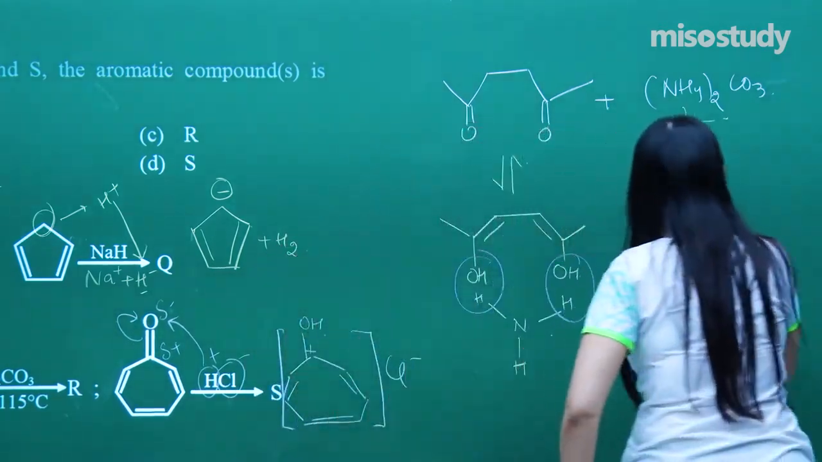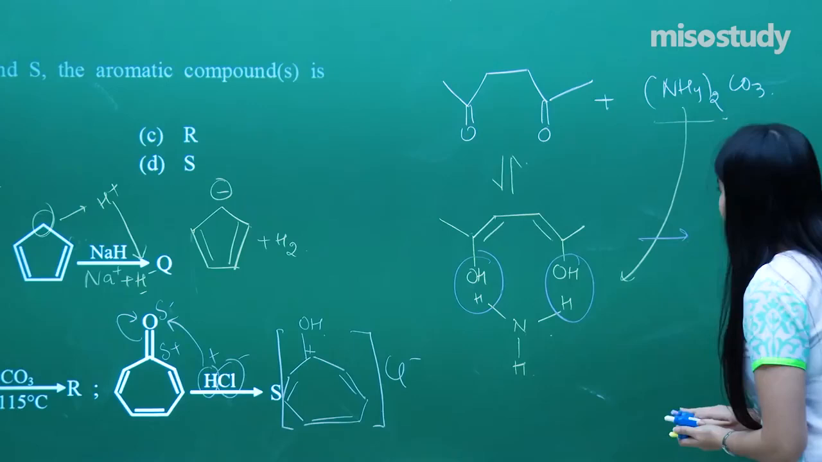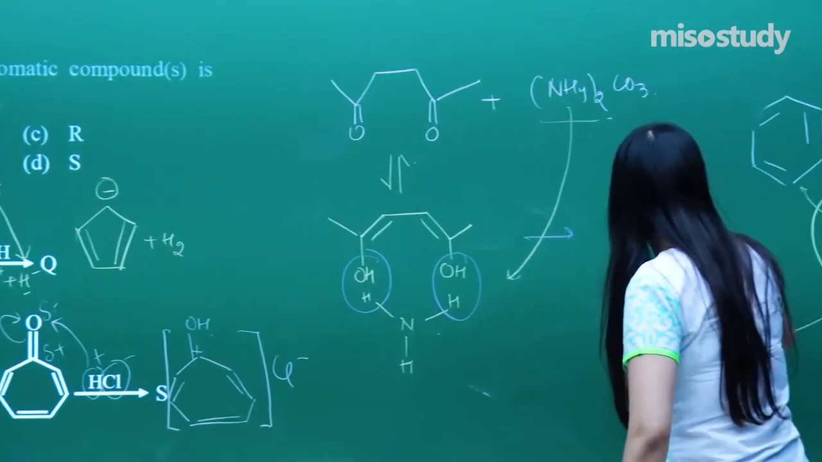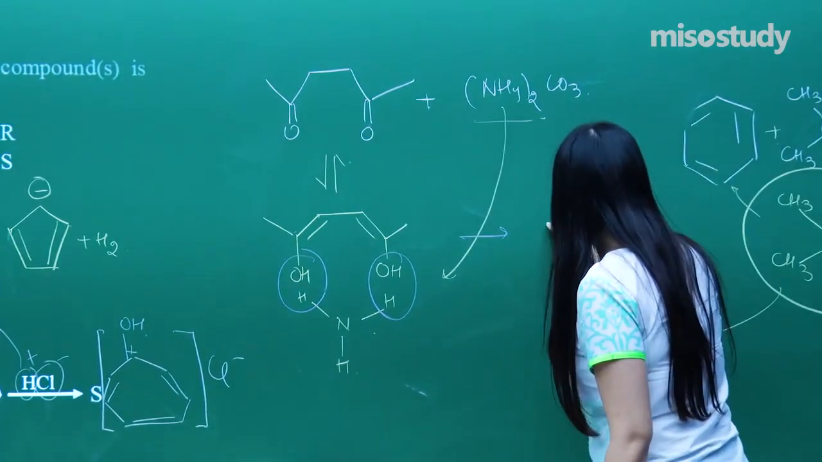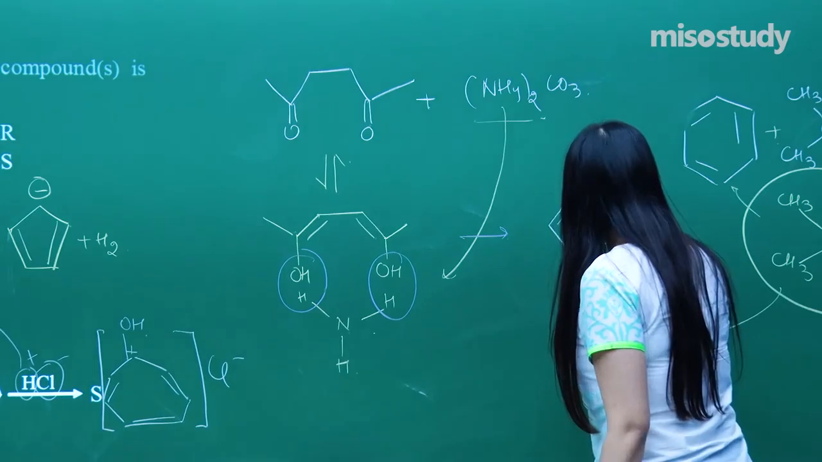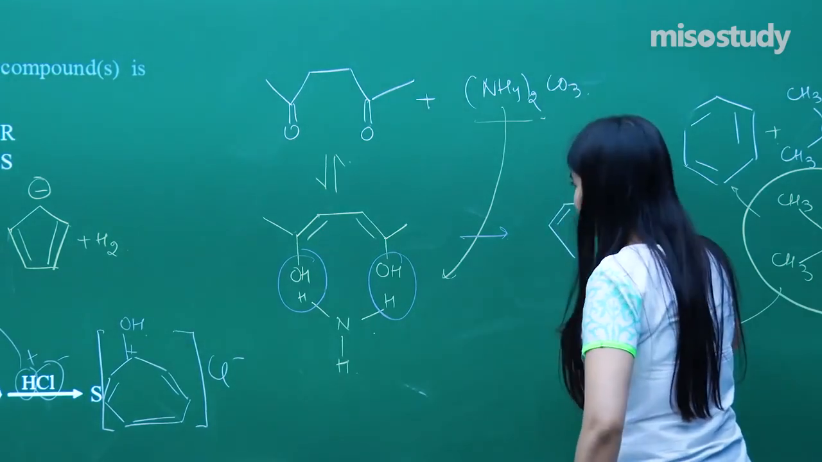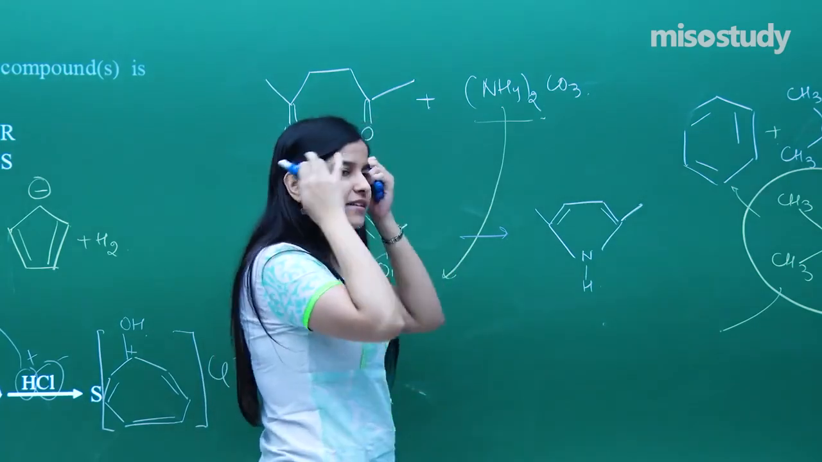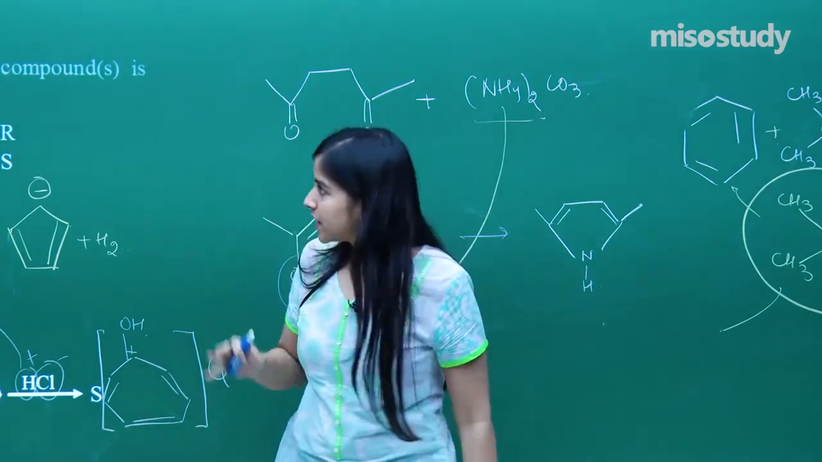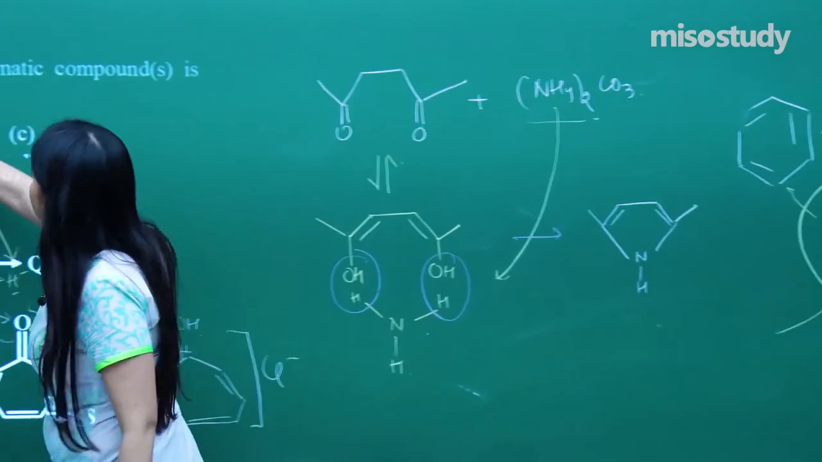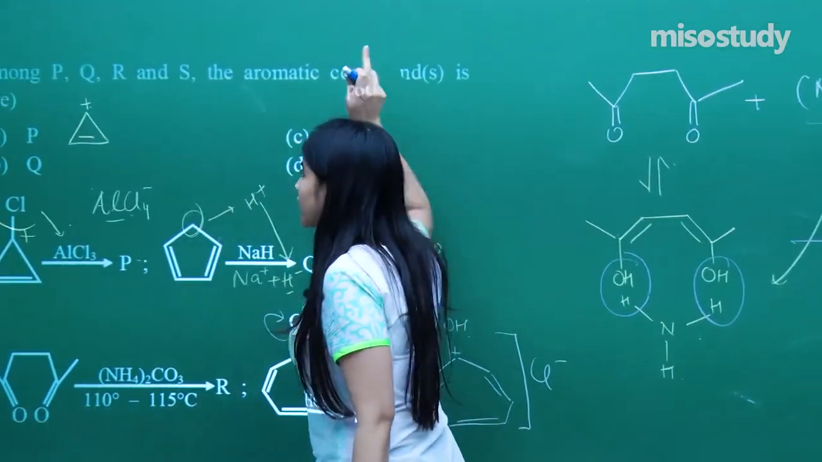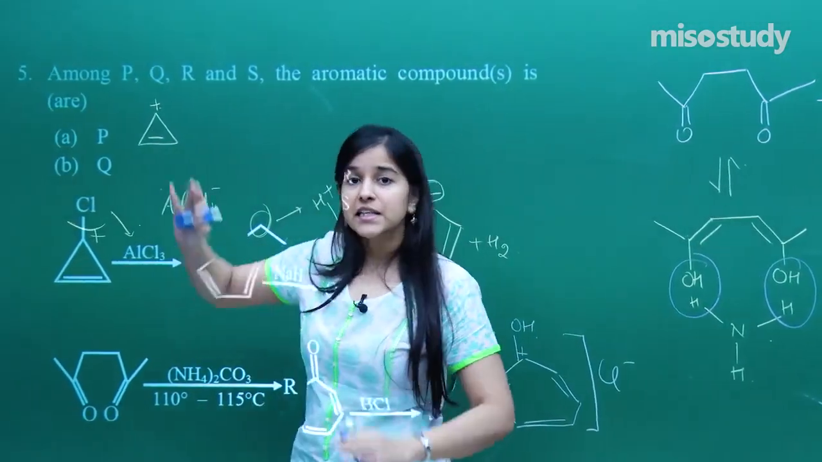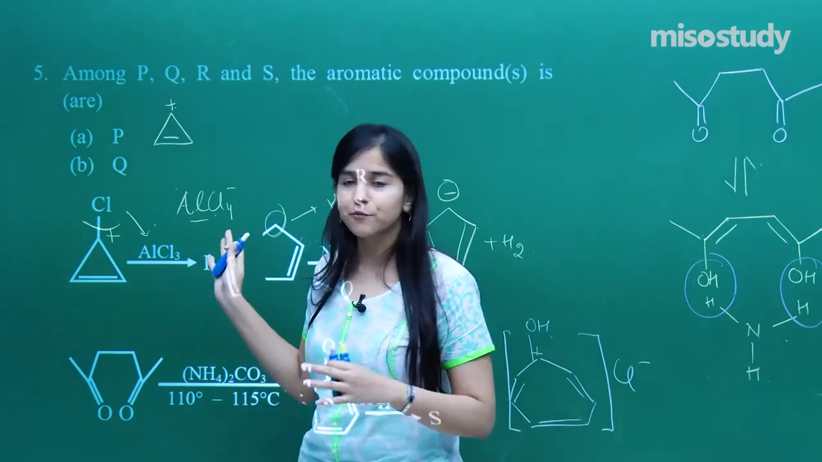So what kind of a ring will that be? Let me just write this down. It would be this. So this is what we are getting over here. Now let's just check as per the question. Among P, Q, R, S, which is the aromatic compound? So I need to check whether these are aromatic or not, which we have obtained.